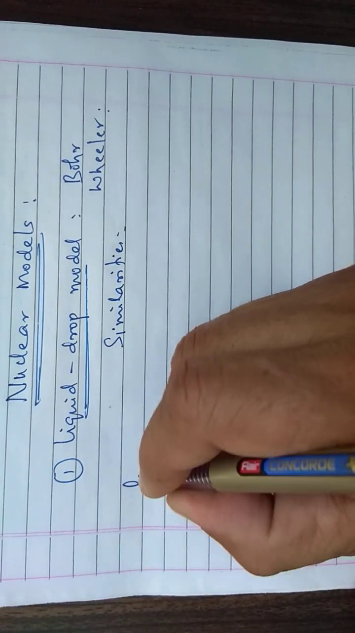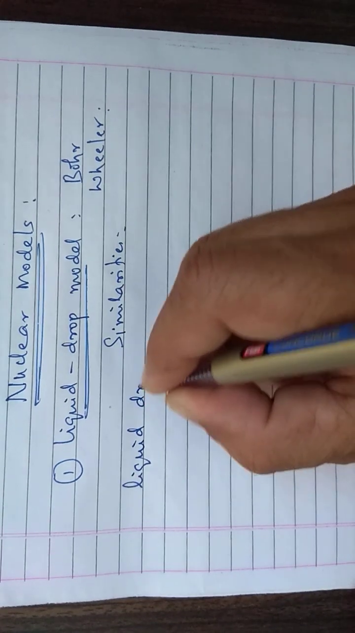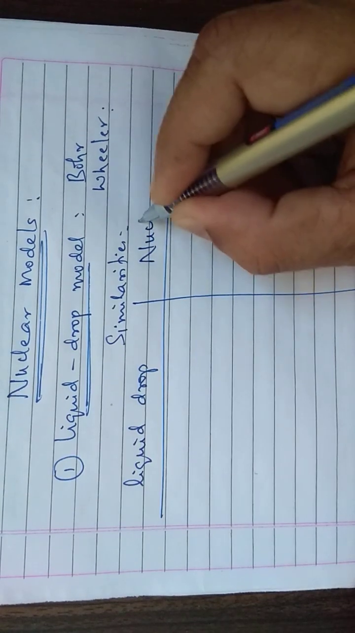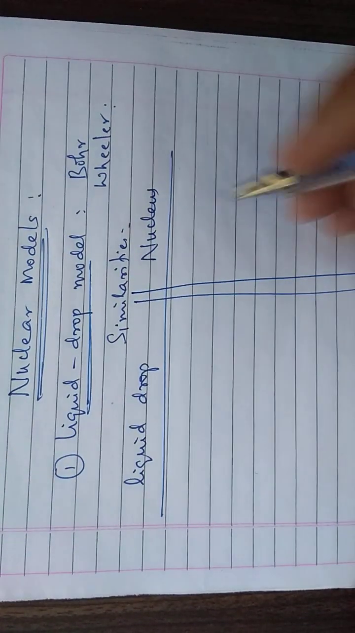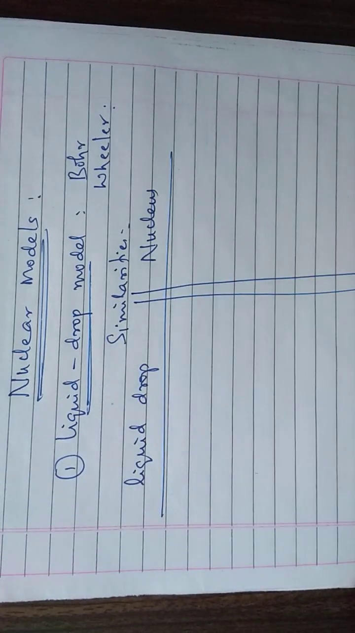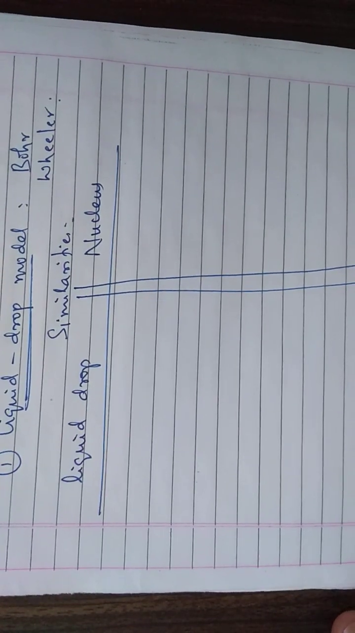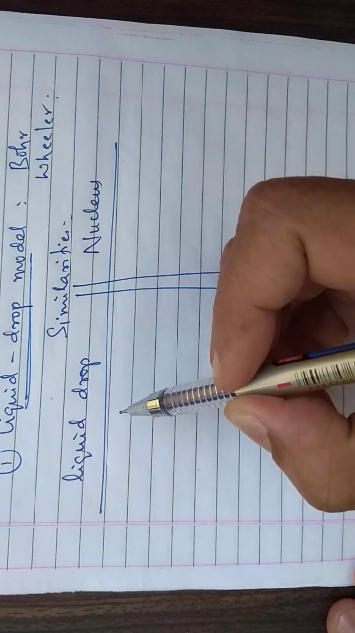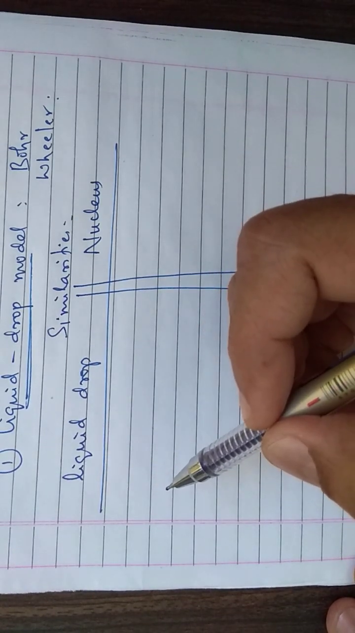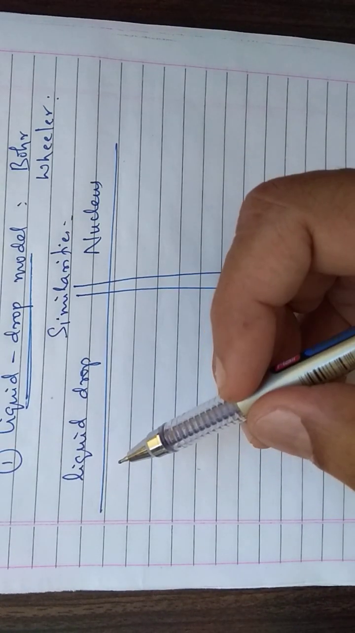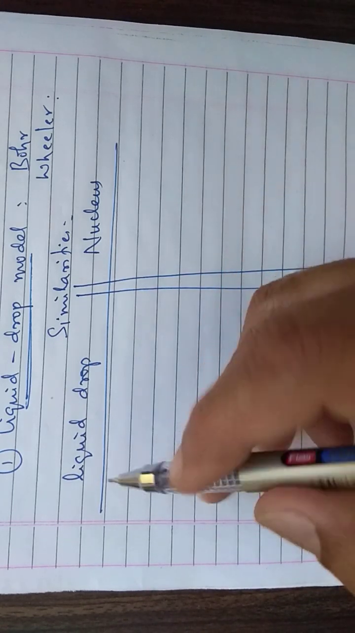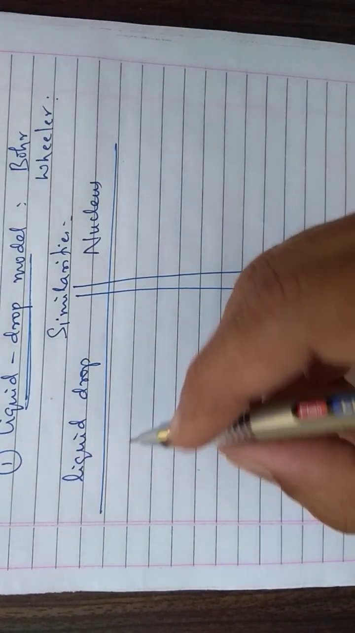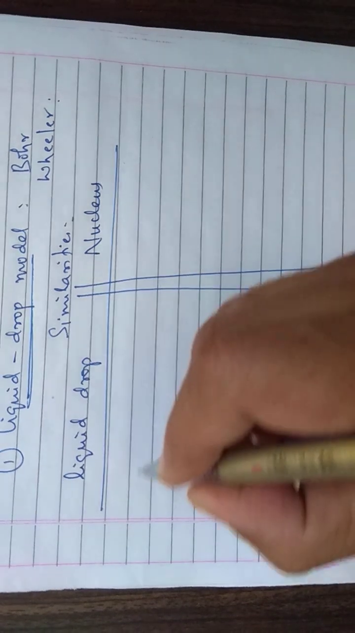First, I will write liquid drop on the left hand side and nucleus on the right hand side. We are already aware of the liquid drop from our previous classes, maybe in the first degree or first PU, where we learnt many concepts about the liquid drop.